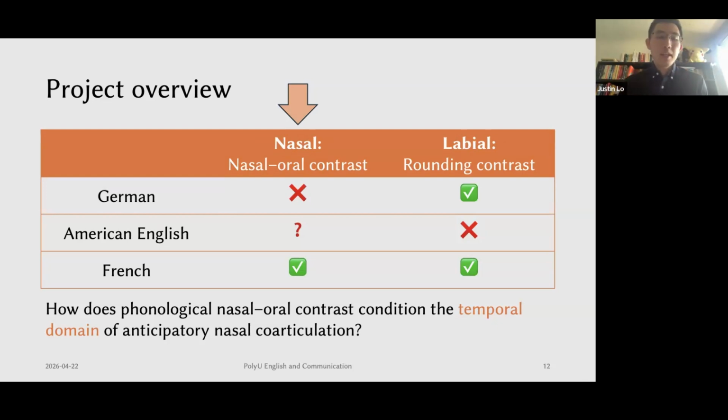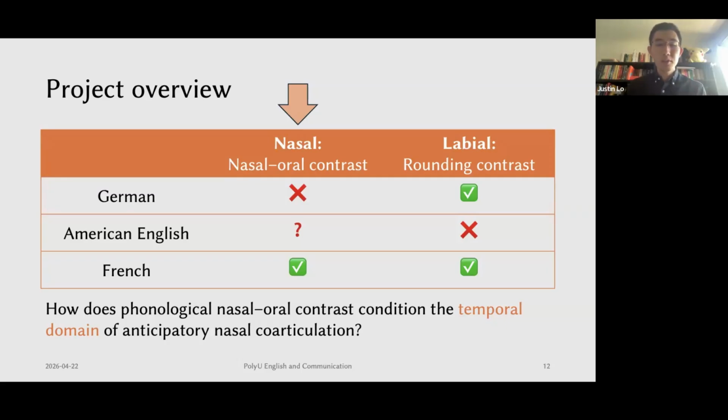But I did mention before that it's been suggested that in American English the vowel nasalization, the co-articulation of nasals, has been phonologized, so it has this in-between status. So we're particularly interested in comparing these languages in order to think about whether phonological contrast in nasal and oral vowels would condition the temporal domain of anticipatory nasal co-articulation.